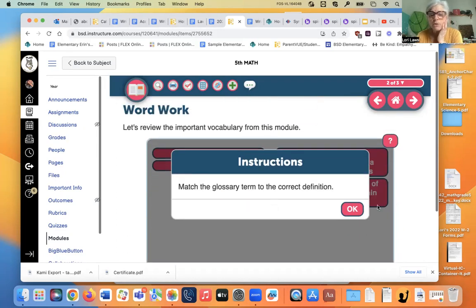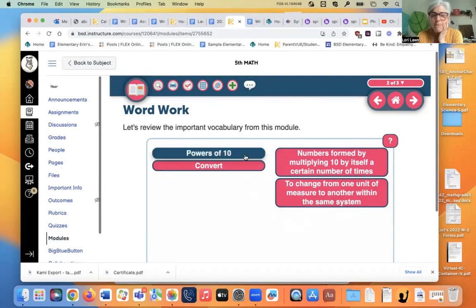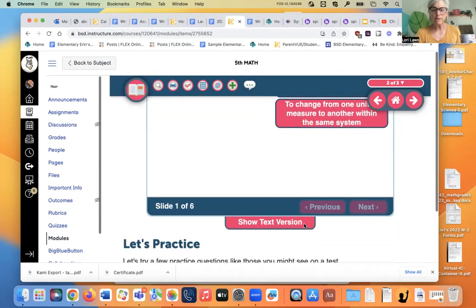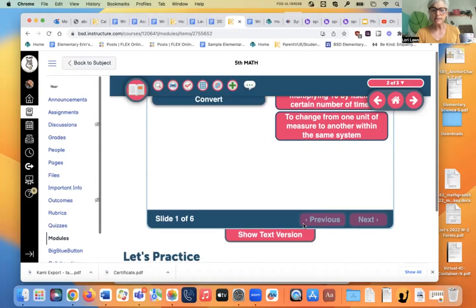Word work, let's review the important vocabulary. Powers of 10, that's like the little numbers at the top. They're called exponents. So if you have 10 to the second power, that's like 10 times 10 or 100. If you have 10 to the third, that's like 10 times 10 times 10 or 1,000. And also the little number shows you how many zeros. Convert is when you change a unit from one measure to another in the same system. There are 6 slides here.